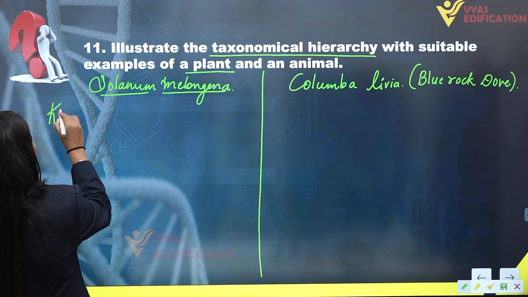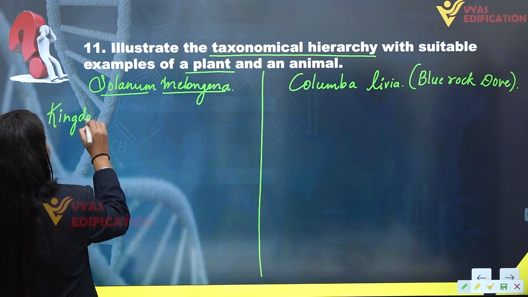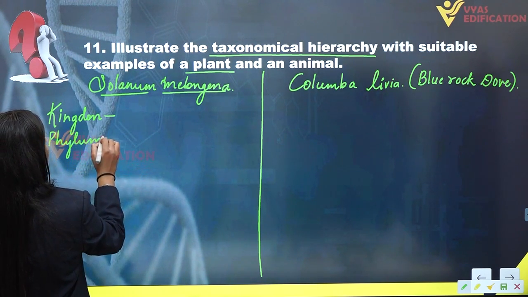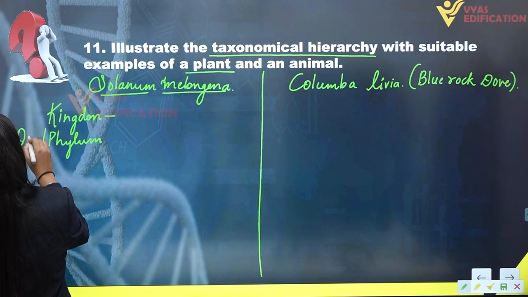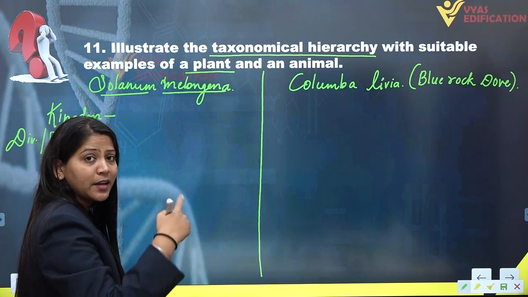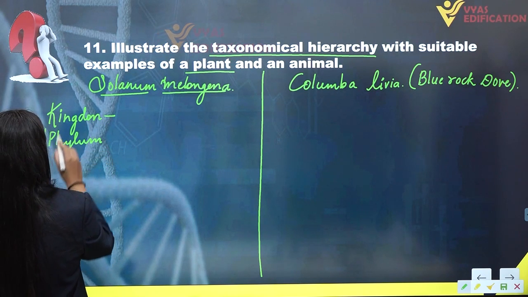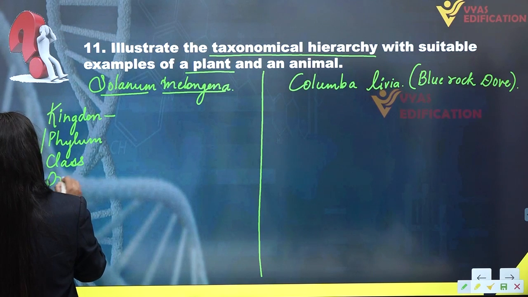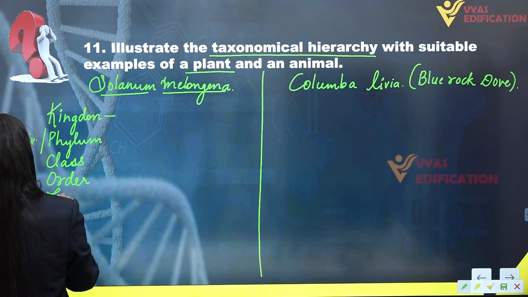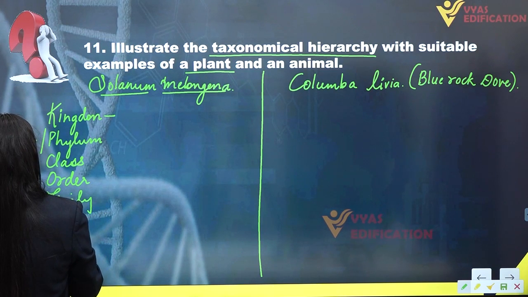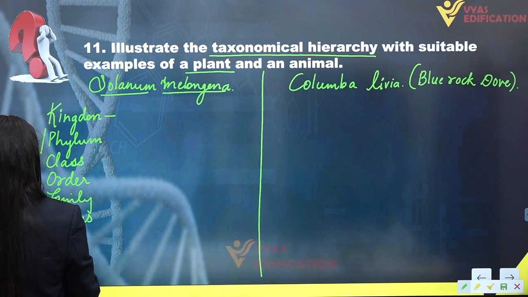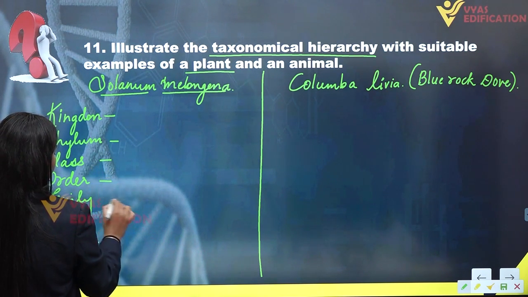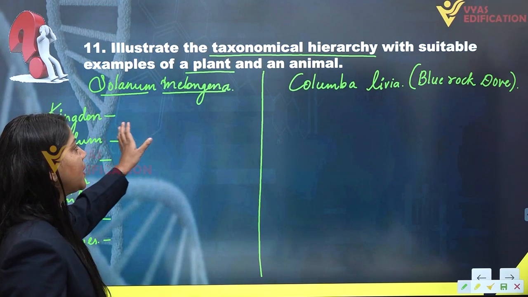First of all we'll write kingdom, then phylum or division. We use division more often in case of plants. So kingdom, phylum, then class, order, family, genus, and last, species. Now we are going to write all the taxonomic categories for Solanum melongena.